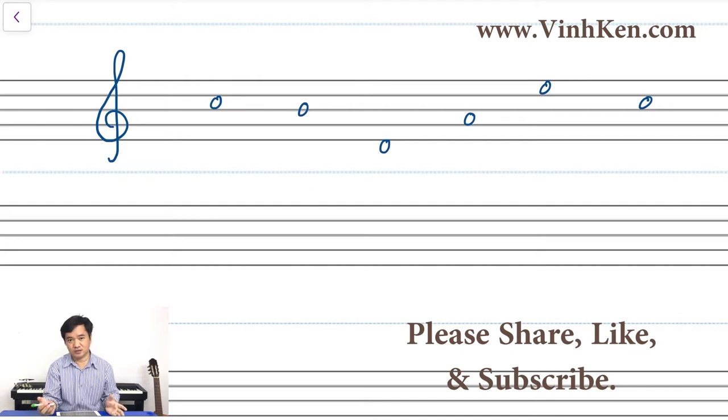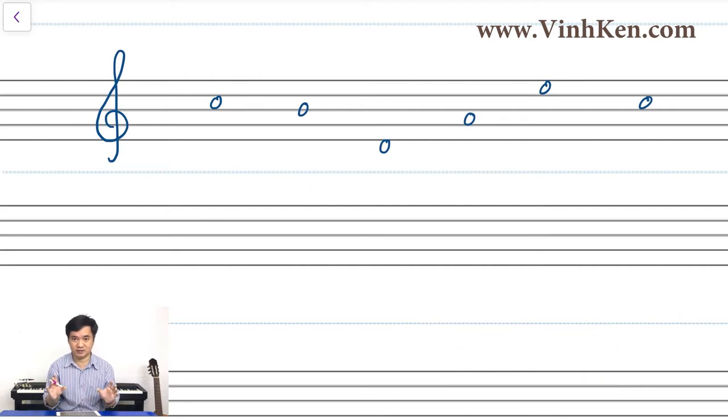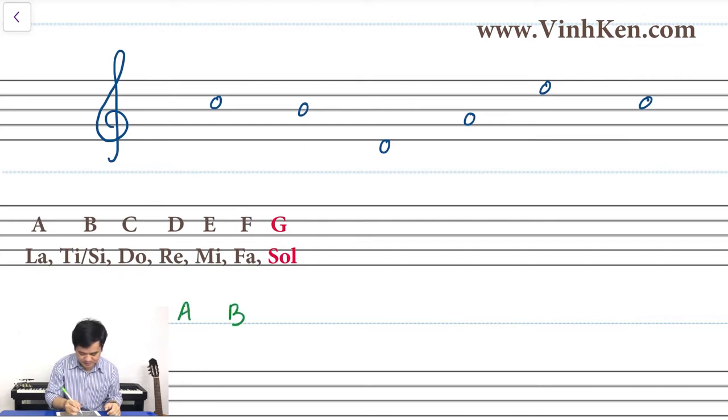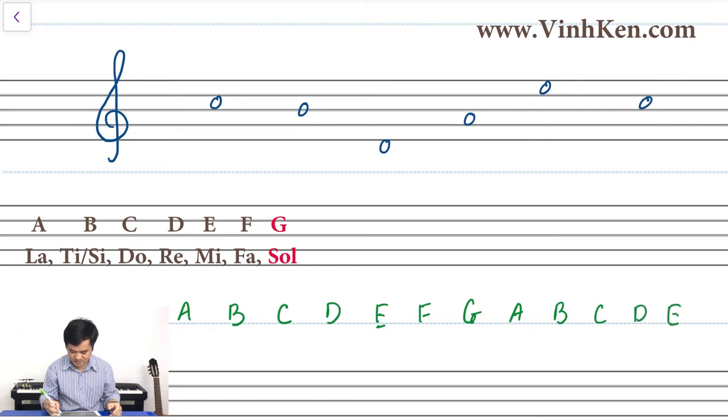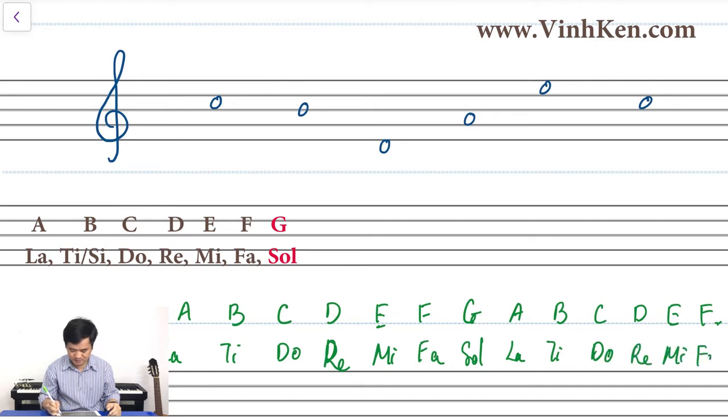So now the first note, I don't know what note it is. So I have to write down all the seven notes that I know before. Okay, let me write down. This is A, B, C, D, E, F, G. Very easy. Or come back, right? I just write as much as I can. A, B, C, D, E, F, and so on. And I write the name of that. So A stands for La, B stands for Ti, C stands for Do, D stands for Re. E stands for Mi, F stands for Fa, G stands for Sol, and repeat. La, Ti, Do, Re, Mi, Fa, and so on.